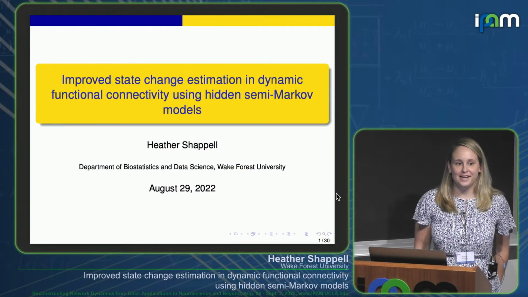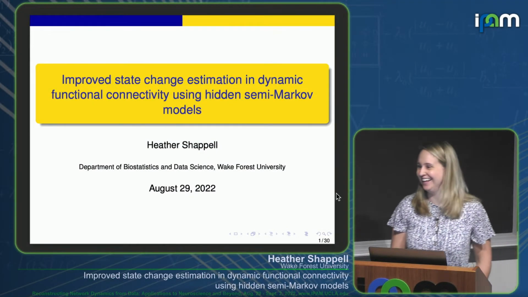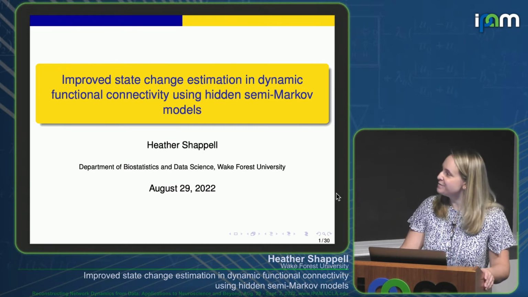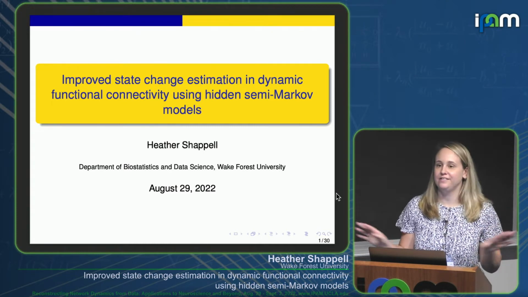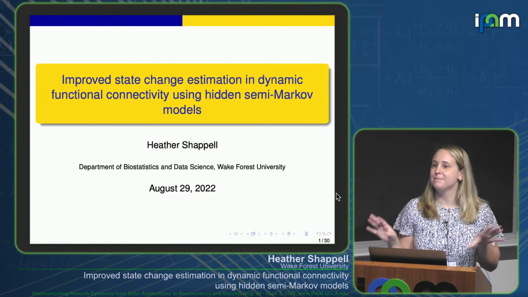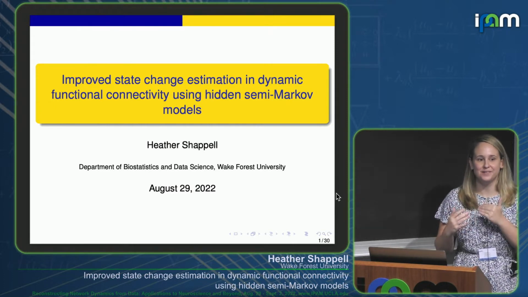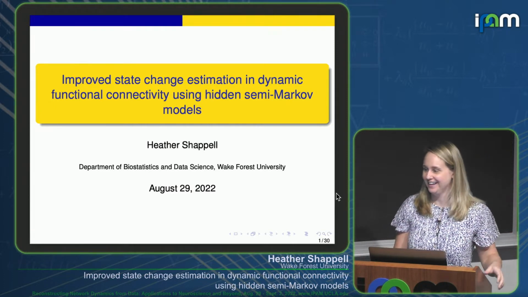I guess I stand between you and lunch now. But I ended up not including a lot of equations in my talk. So I don't know if that's good or bad, but it might be good for the pre-lunchtime talk when you're a little tired and hungry.